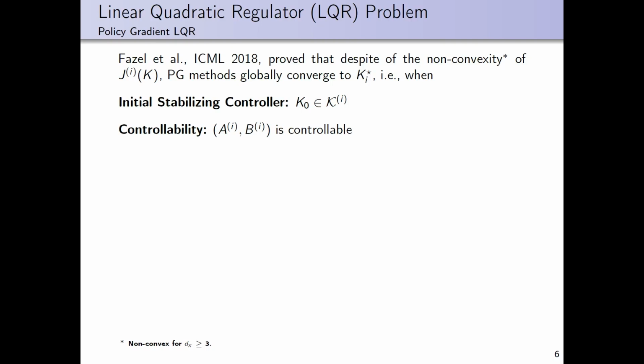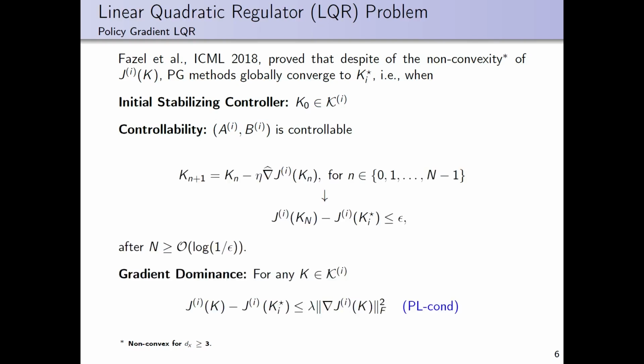A few years ago, they proved that the policy gradient method can actually converge globally to the optimal solution for the LQR problem. So if you give an initial stabilizing controller for a controllable system, and then you repeat policy gradient steps by using either the true gradient or an approximated version of the gradient, you're going to converge to a near optimal solution for the LQR problem. And this is mainly due to a nice property of the LQR cost, which is gradient dominance, that provides us with some results analogous to the strongly convex setting for non-convex functions.